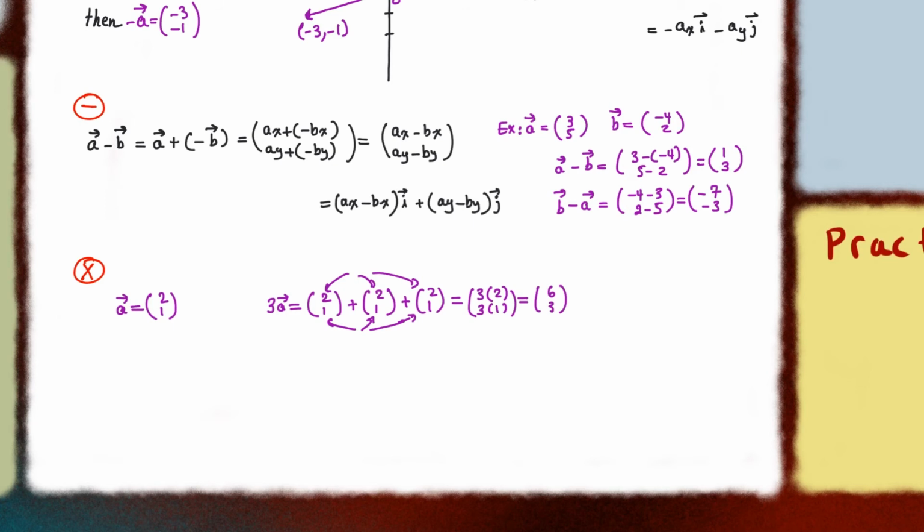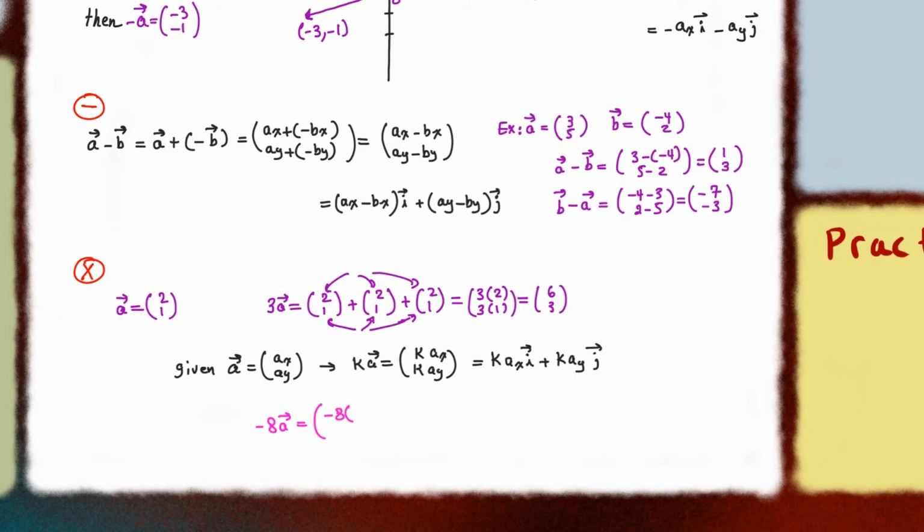In general, when we multiply a scalar value k by a vector A, which has x component of ax and y component of ay, this will give us k times ax as our x component and k times ay as our y component. For example, if we were to multiply -8 by our vector A, -8 times 2 will give us the x component as -16, and -8 times 1 will give us the y component as -8. And obviously we can write this in the unit vector form as well.